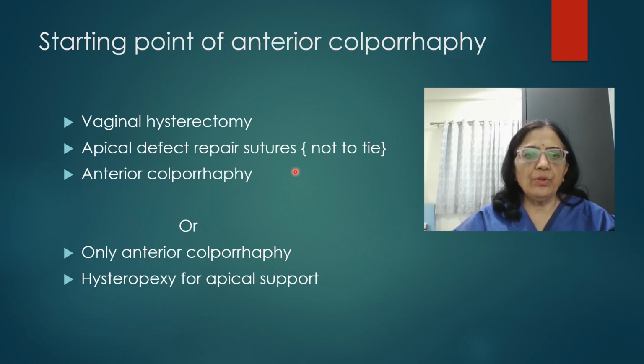Now, if the patient wants uterine preservation and we want to do only anterior colporrhaphy, then it is done as a step. First step is anterior colporrhaphy followed by hysteropexy for apical support.